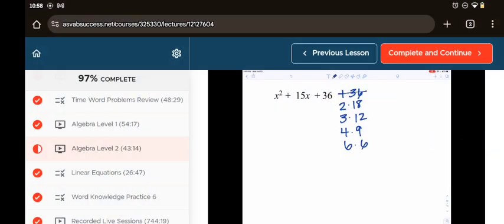Alright, so 1 plus 36 gives me 37. 2 plus 18 gives me 20. 3 plus 12 gives me 15. There it is. So we do x plus 3 and x plus 12. And there we go. Okay, I hope you got that one.